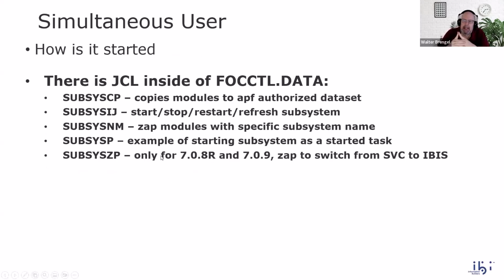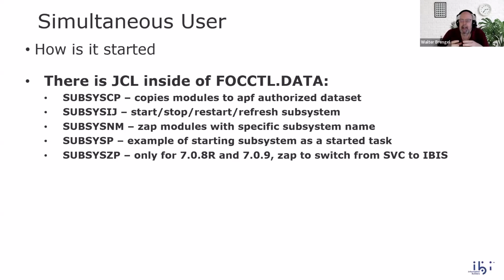So how do you start the subsystem? The subsystem is started by JCL that's provided, and in the older versions, it's in folkcontrol.data. And there's 5 JCL, well, there's more, but these are the important ones. SUBSYS CP will copy modules into an APF authorized data set. SUBSYS IJ is the JCL to start, stop, refresh, restart the subsystem. SUBSYS NM is a ZAP, so you can change the subsystem name.